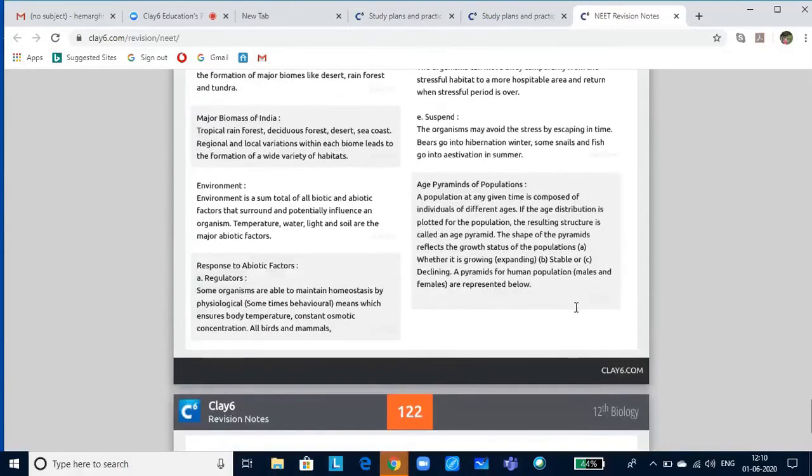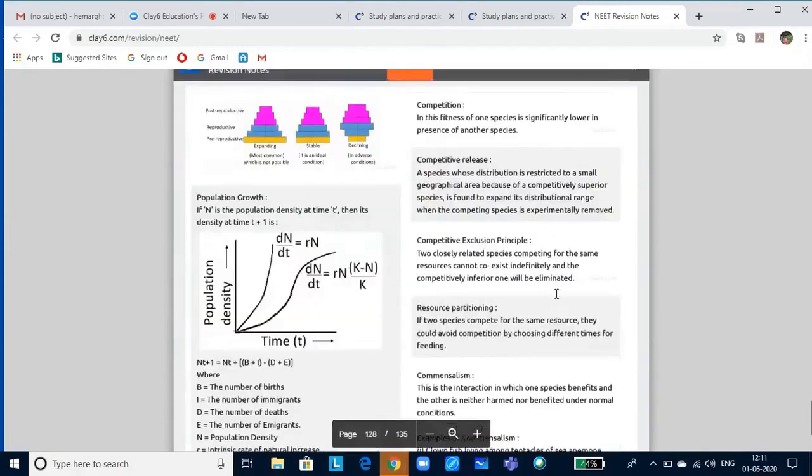Now let us look at the next concept, age pyramids and population. If you take the term population, it is a unit of biotic community made up of a near permanent group of interbreeding individuals of a species found in a space at a particular time. Now what are the different characteristics of a population? A population has certain attributes that an individual will not have. For example, birth rate, mortality or death rate, sex ratio, and population density. These are the characteristics of the population.